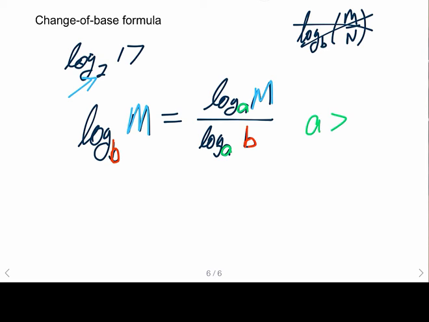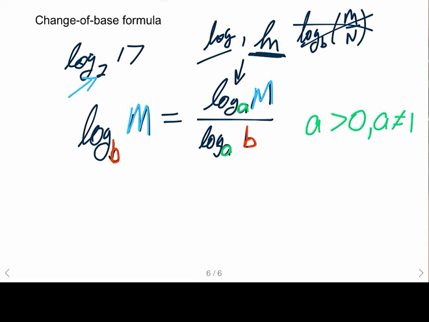A is any base that is allowed, so it has to be bigger than 0, but we don't allow a base of 1, as you recall. What matters is that the a's match. Since we're going to typically be using our calculators for this, it would be useful to write either log or ln. Use a base of 10 or a base of e. I personally more often use the natural log. The reason? It's easier for me to write than log. A lot of times when I write log, it looks like lug.